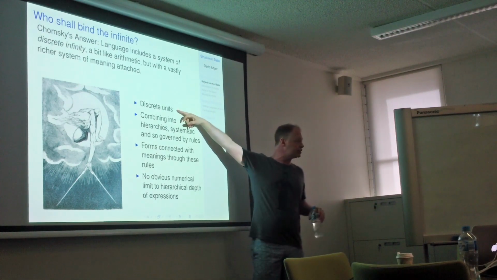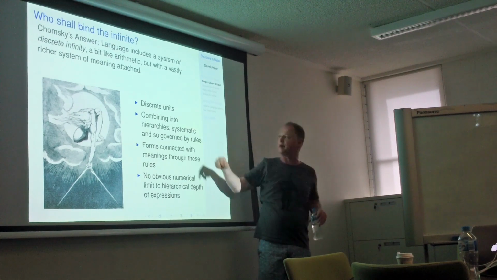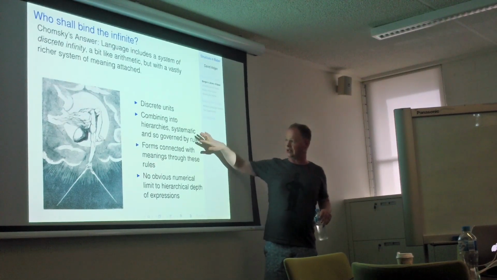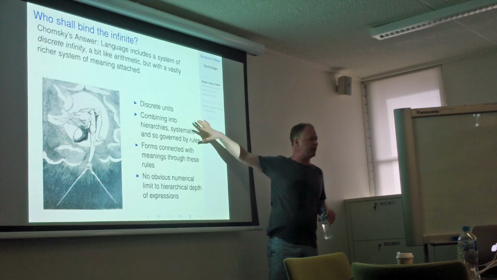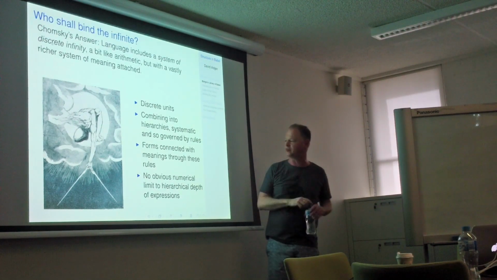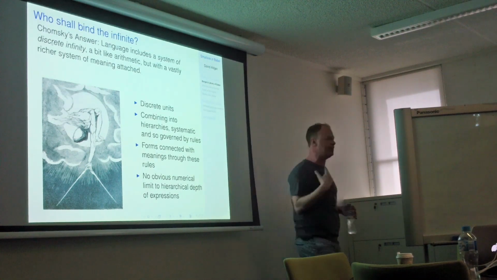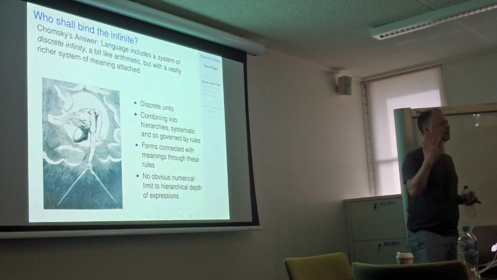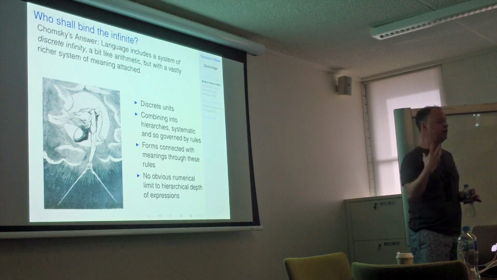So Chomsky's answer is that a system of discrete infinity has these various subparts. First, there are discrete units that are relevant, so we need to think a little bit about that. It's a system, so it's governed by rules in some sense, connecting meanings with forms. And then there's no obvious limit to the number of expressions. So we need some kind of story about how to build those three things in.